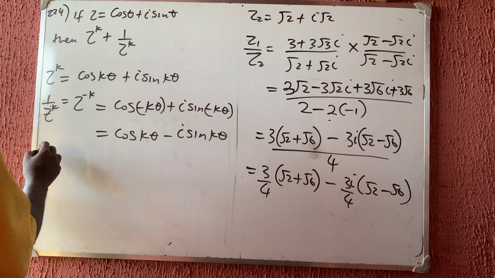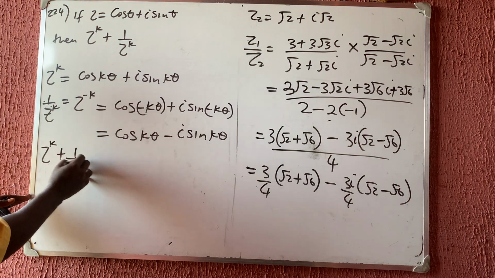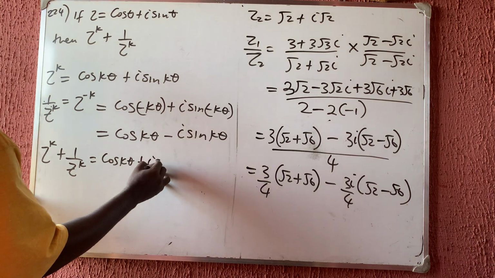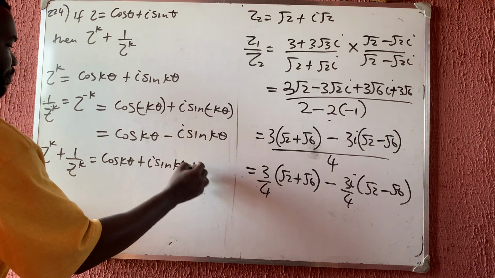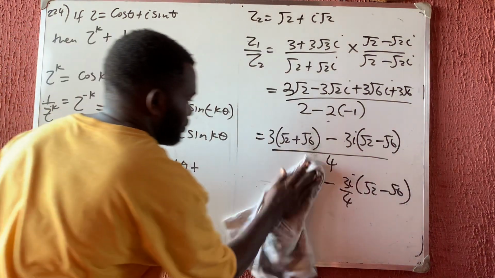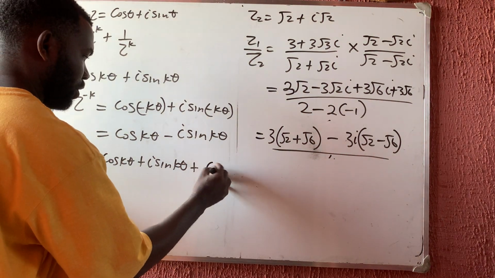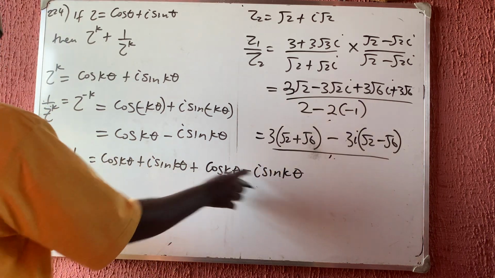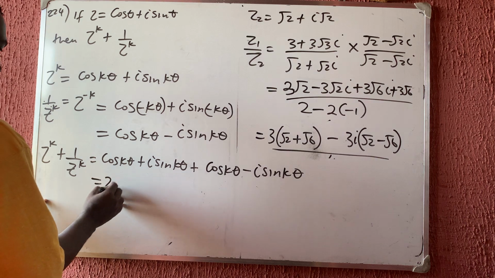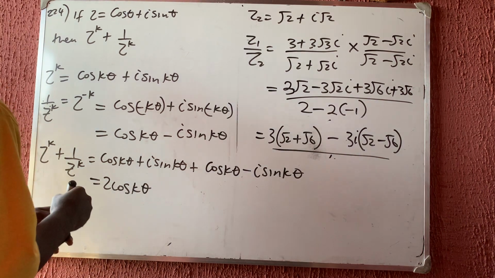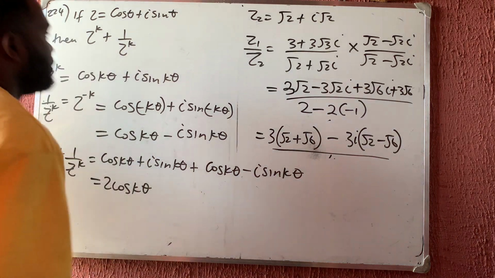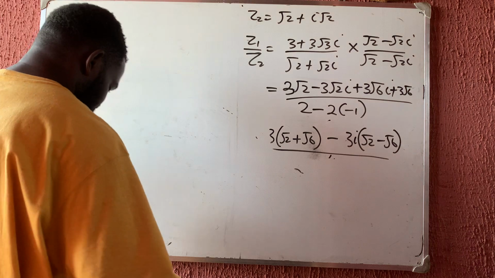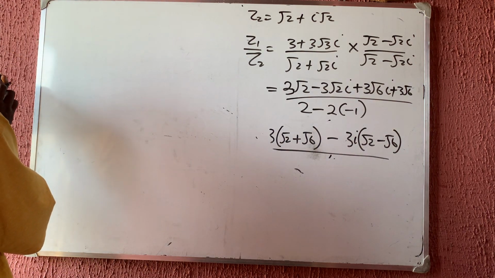So if you add the two of them, z^k plus 1 over z^k is equal to cos k theta plus i sin k theta, plus cos k theta minus i sin k theta. So this and this is gone, and this and this will now give you 2 cos k theta. Very, very simple. 2 cos k theta. So we move to the next question. Question number 225.